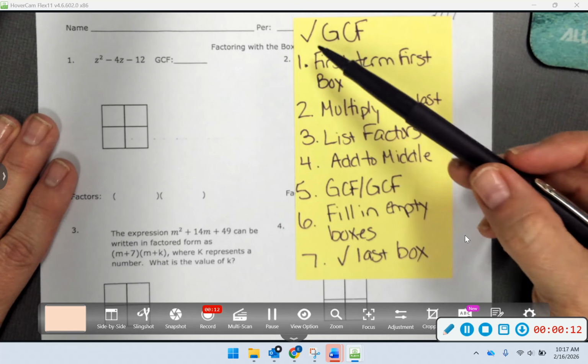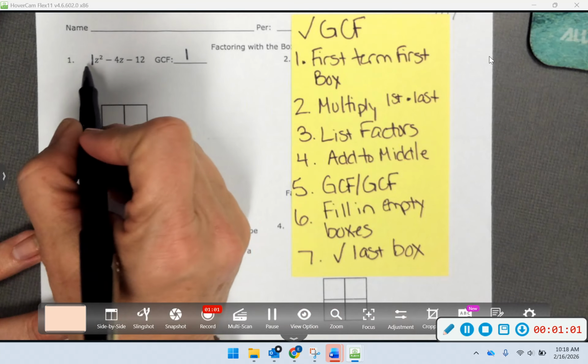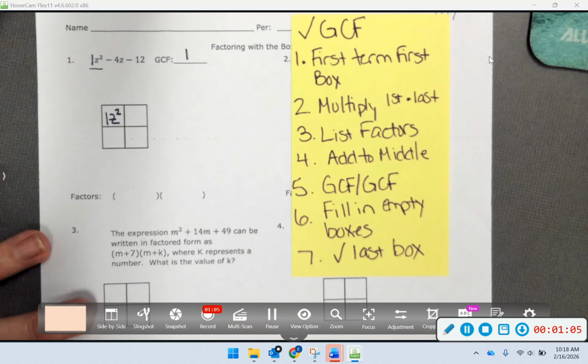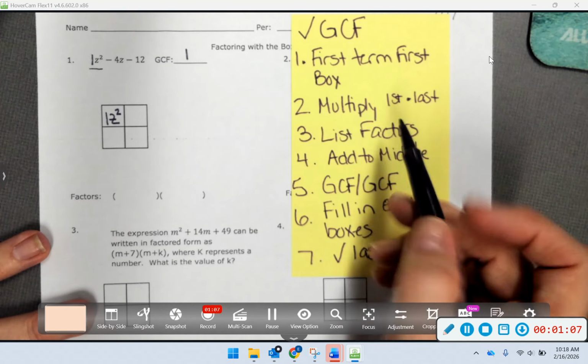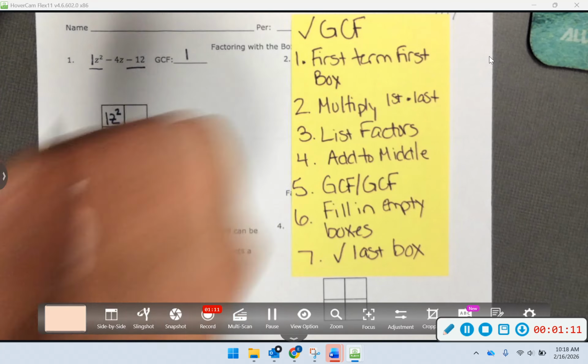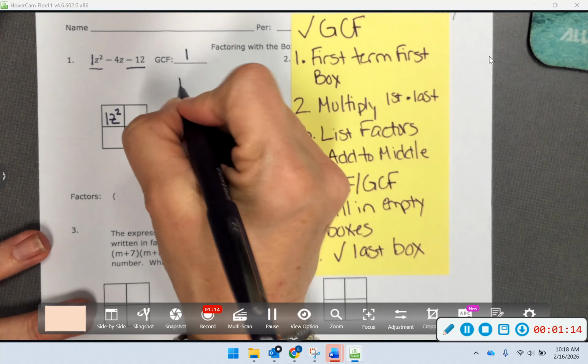If the GCF is 1, what you're going to do now is you're going to divide everything by 1. But because my GCF is 1, it doesn't change anything. Now what we're going to do is we're going to put the first term in the first box. My first term is a 1z squared. Then we're going to multiply the first term times the last term. So I'm going to multiply 1 and -12. So over here on the side, I'm going to say 1 times -12 equals -12.